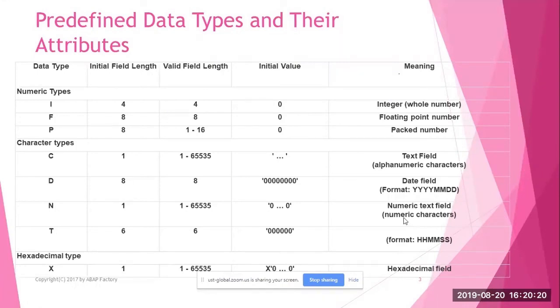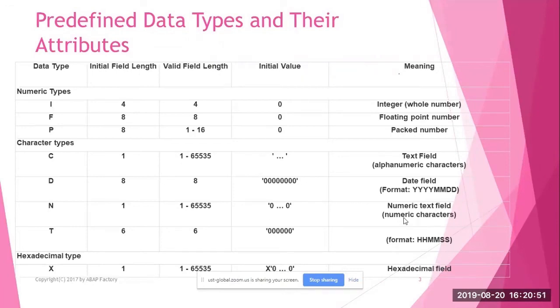Okay, so they have segregated them into three types: numeric types, character types, and hexadecimal type. In numeric types, we have three data types. One is I, that is integer, the whole number. If you want a variable which is going to consist of whole numbers, integer values, you can use integer. Okay. The other one is floating point.